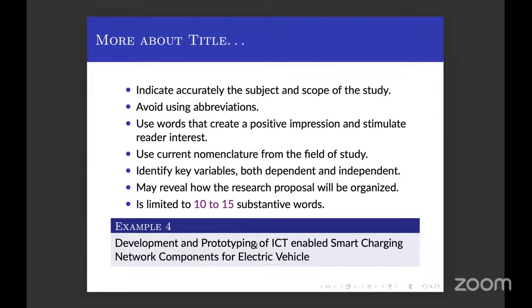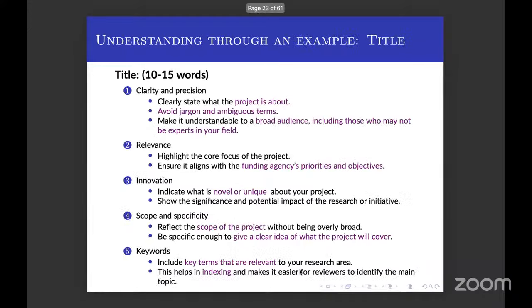Now I'll give you an example of another project which has been sanctioned. Development and prototyping of ICT enabled smart charging network components for electric vehicles. See, very simple. What I'm doing is developing it and making a prototype of ICT enablement. What? I'm going to interface with the internet. So, enabled smart charging network components for electric vehicles. These are the things which we should write.